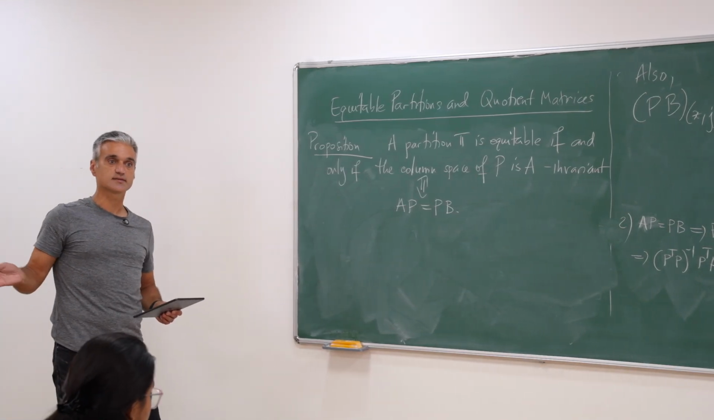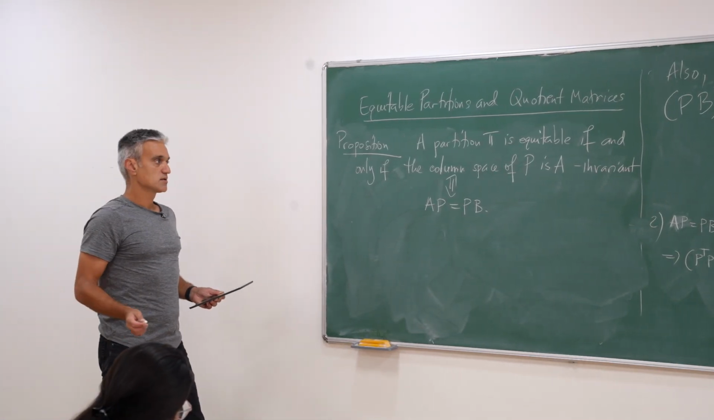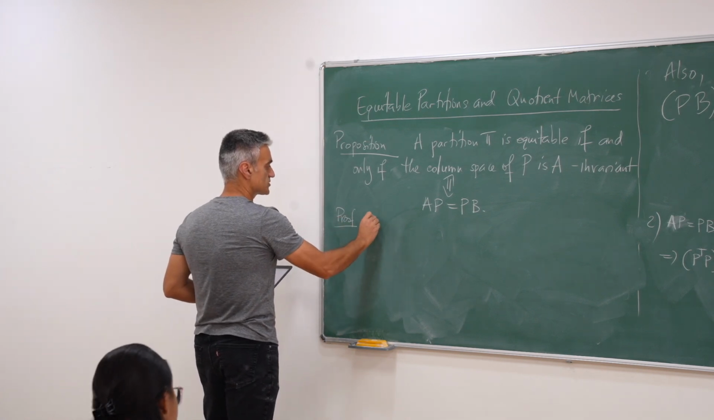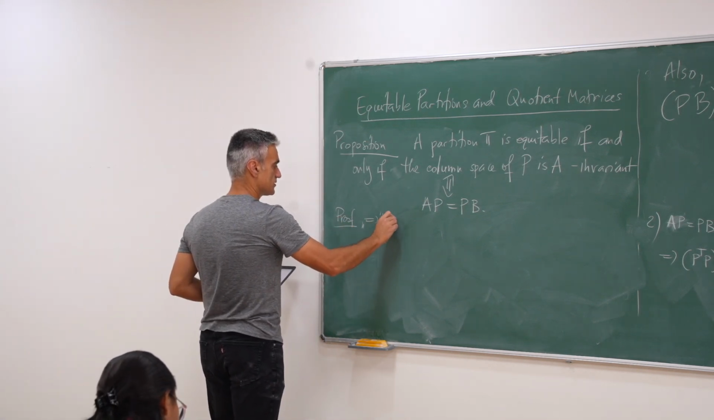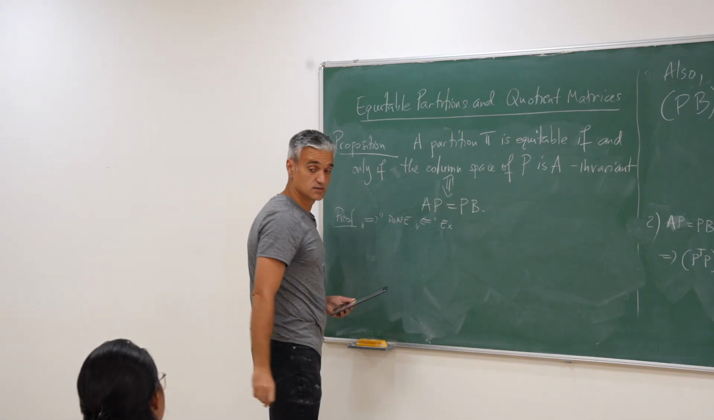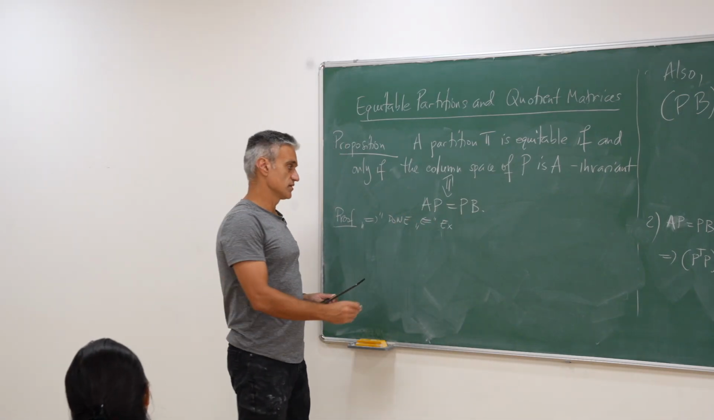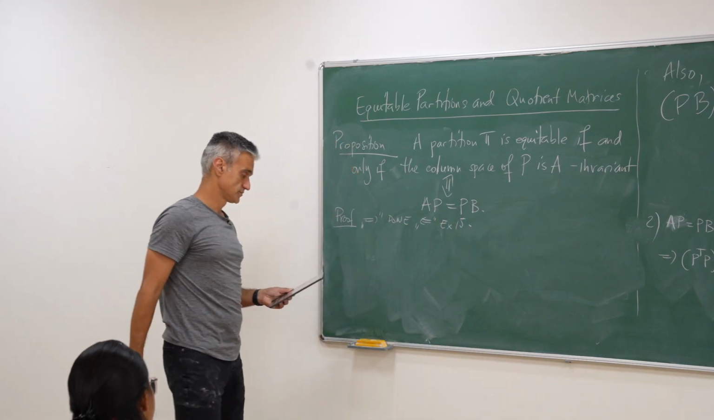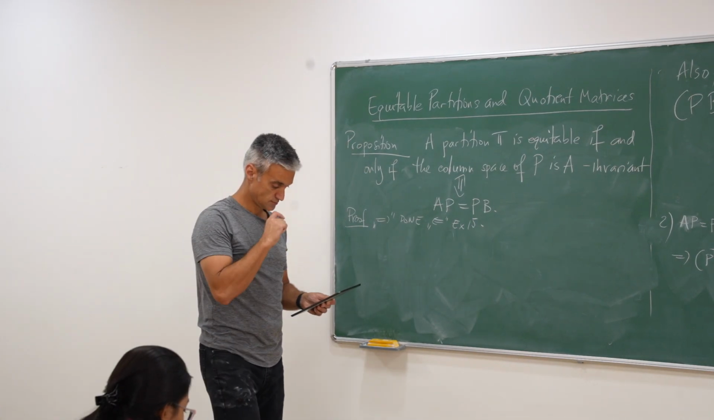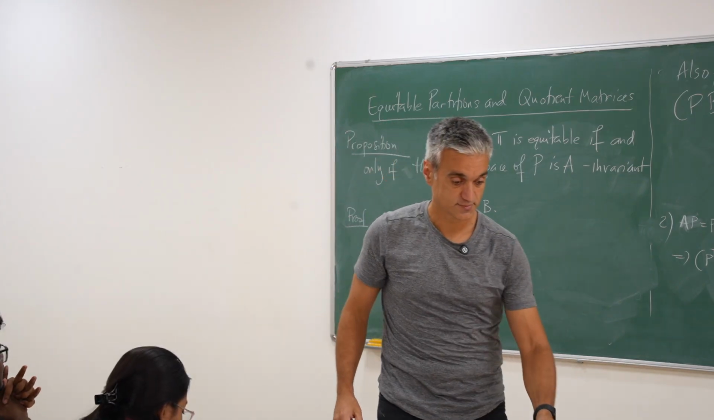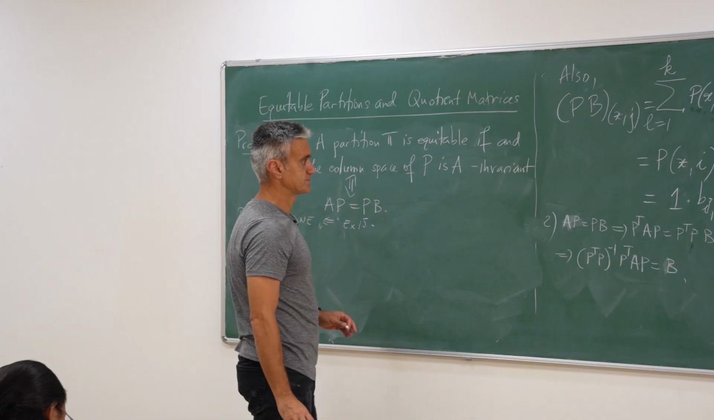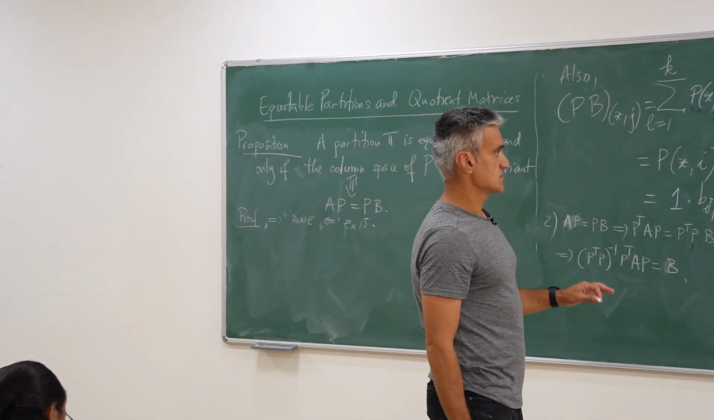So we proved one implication. We proved that if it's equitable, then AP equals PB. Now I'll leave the other implication. So this one we did, done. This one is exercise number 15. There.